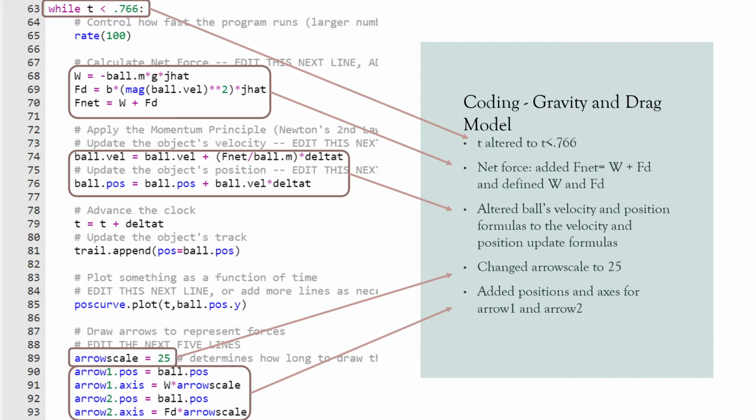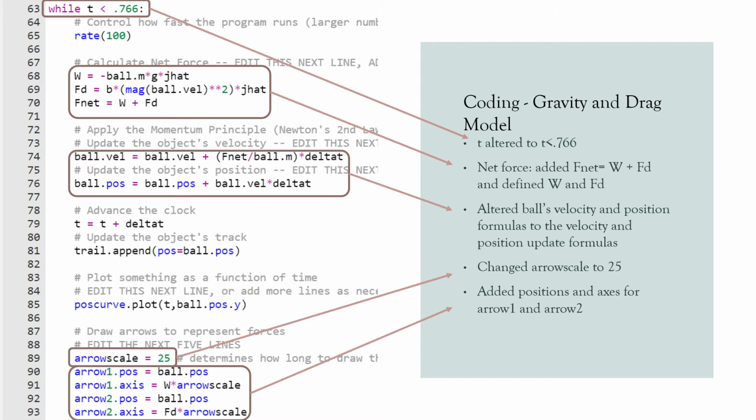Alright, now here's my coding. So here's my gravity and drag model. So what I had to do was change the time to be less than 0.766 seconds, because that's how long my video was. And so for the net force, I just changed the net force to be the weight plus the drag force. So the weight, as you can see, is just the ball's mass times g times j hat, and then the drag force is just b times the magnitude of the ball's velocity squared times j hat, and b is just a proportionality constant for the drag force. And so the net force is going to become weight plus the drag force, right? And then the object's velocity and position I just changed to be the velocity update and position update formulas respectively.